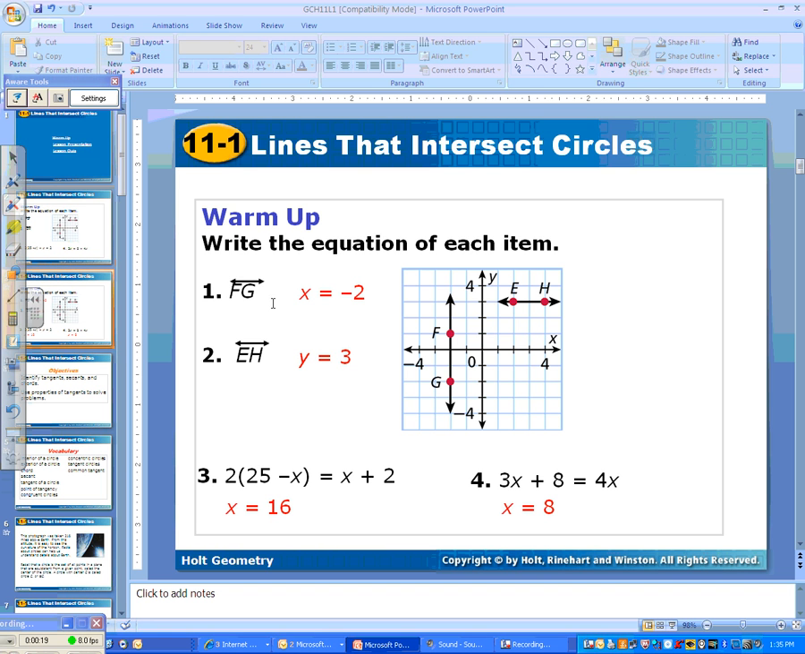It's really important that you know that for horizontal lines like h, it's always going to be y equals whatever it is. So it passes through 3, so y equals 3. And for vertical lines like FG, vertical lines are always x equals whatever number it is. Since it passes through -2, it's x equals -2. This is important because we're going to be writing some equations today.